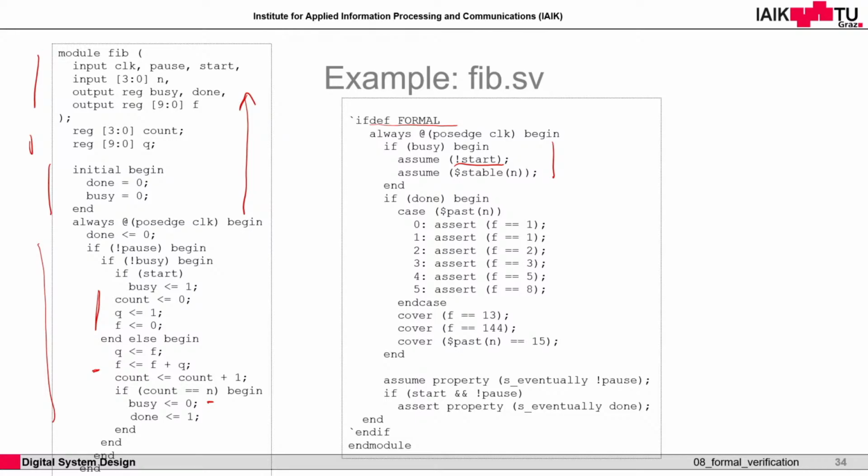The second part here is that when we are busy, we keep the input signal n stable. We will not change it. So this is one thing we can assume on this circuit, on the outside of the circuit, on who is driving the circuit. And then we will assert the behavior of the Fibonacci number generator. We say when we are done, so when we have finished, then we want to assert behavior.